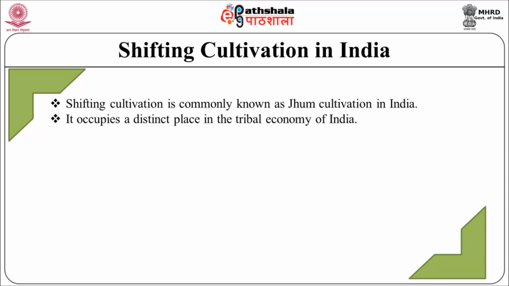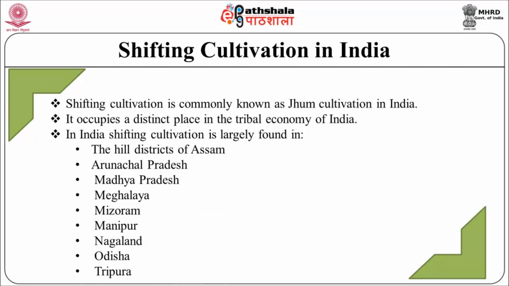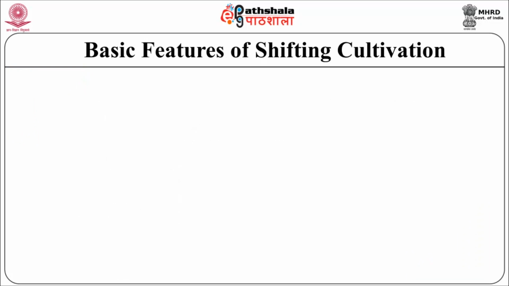Many studies on shifting cultivation in India have been conducted by different institutions and researchers. In India, shifting cultivation is largely found in the states of Andhra Pradesh, the hill districts of Assam, Arunachal Pradesh, Madhya Pradesh, Meghalaya, Mizoram, Manipur, Nagaland, Odisha and Tripura.